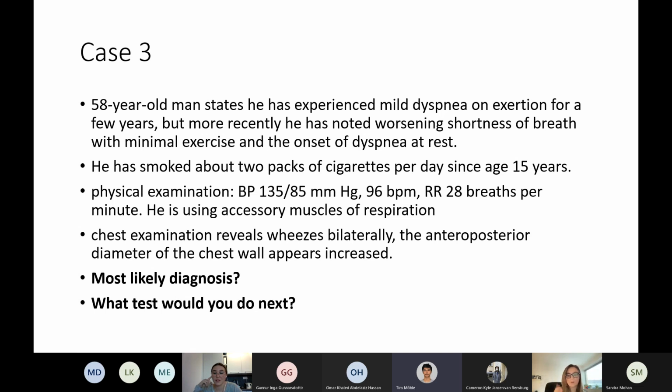Exactly. That's a really good point, because like we were saying before, COPD is more chronic, and he's saying he used to first have dyspnea on exertion, but now he's even noting it during rest. So that should already point to us that it's not something that just happened overnight. It's not acute. It's chronic. So that's why we suspect COPD. So is there any test that you would do next? Is there anything else that you'd want to know about him?